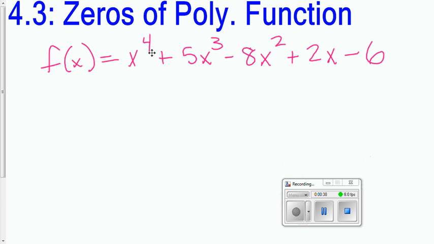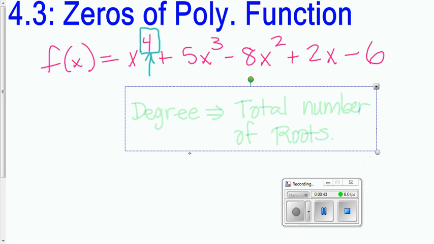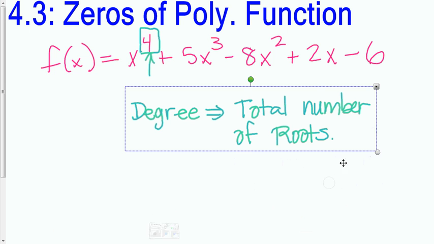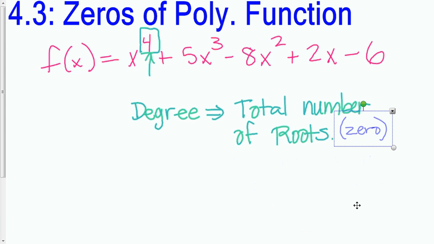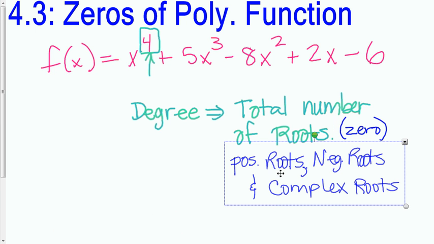This is also the degree of the function, and as you recall, the degree of our function represents the total number of roots that that function has. The roots are also called the zeros. And when we're talking about these, we're not only talking about the positive ones and the negative ones, but the complex ones as well. So of these four, there could be some that are positive roots, some that are negative roots, or negative zeros and positive zeros, and there could also be complex zeros.